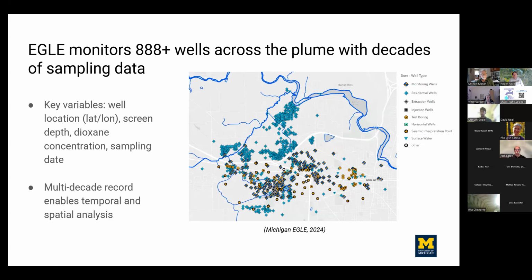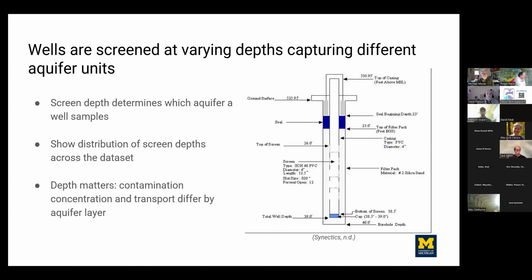Going a bit more into my methodology, this is the same map as before, but without the purple isoconcentration lines for the dioxane. These are all of the 888 or even more monitoring wells that are publicly accessible data-wise. You can see it goes all the way up to the Huron River and therefore Barton Pond. And this data spans, as someone mentioned earlier, 40 years or even more, from around 1970. The screen depth is something I wanted to point out because my model accounts for the depth. That means my model can predict the concentration of dioxane at different depths for the drinking water treatment plant.